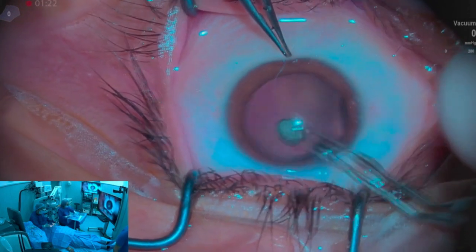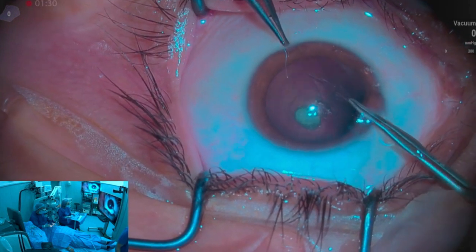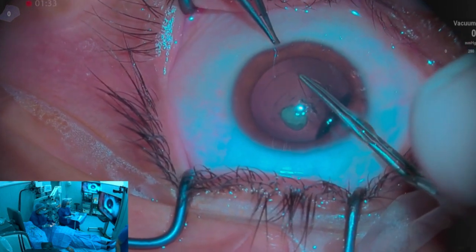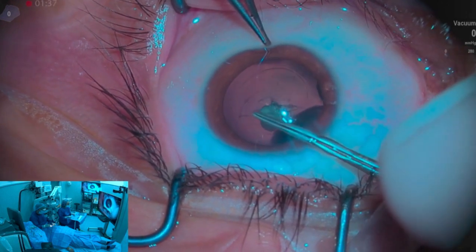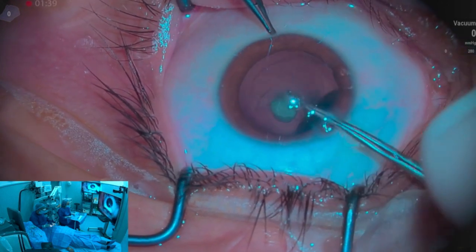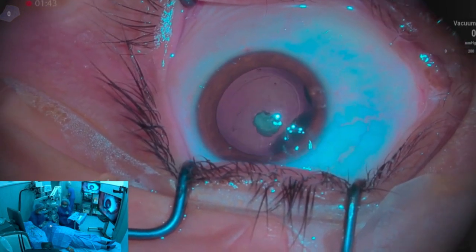So here again, routine axis. And I think the key thing with posterior polar cataracts is to have a good anterior axis. As Dr. Neto pointed out, this can save the day later if we have issues with the capsule.